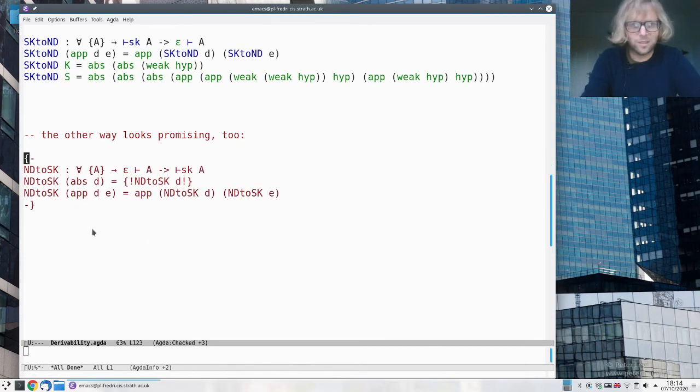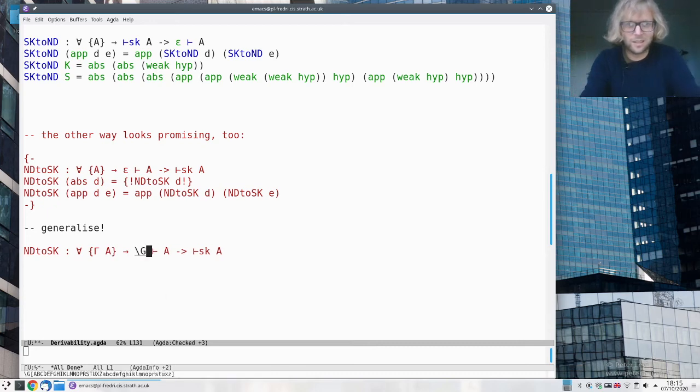So what we have to do instead is we have to try and generalize this. So say generalize, which is a standard trick. Right? So if it doesn't work because we're too specific, then let's try to work for an arbitrary context, and then in the end we can always instantiate gamma to be the empty context to get the thing we really want.